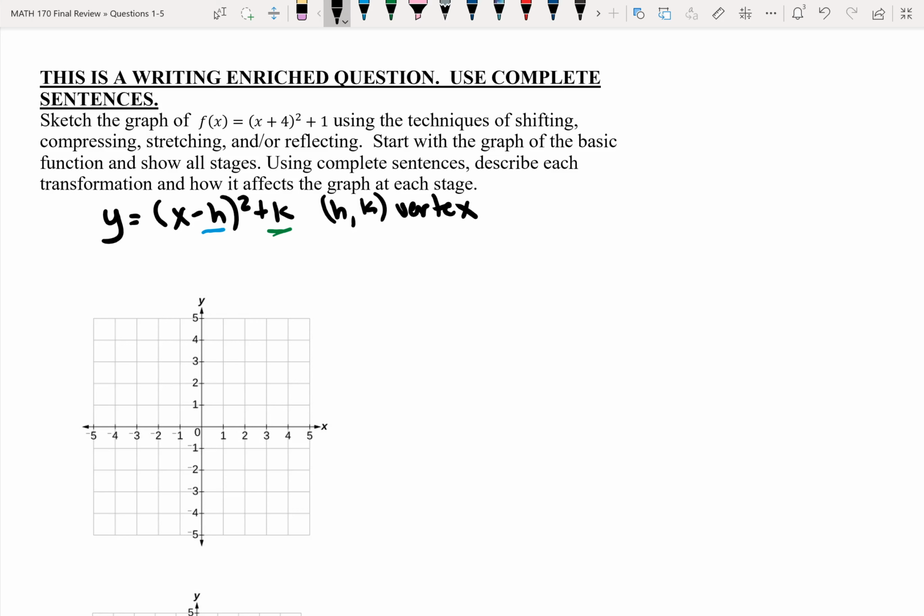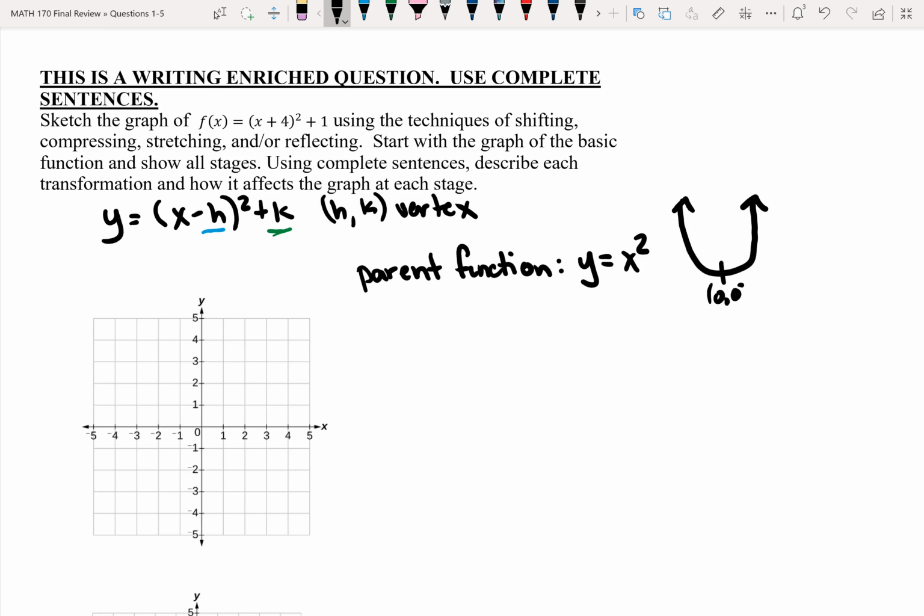So let's look at our parent function. Please ignore my dog. So our parent function is y equals x squared. And from this, we know that our graph is going to look like this, and that it's going to have a vertex at 0, 0.